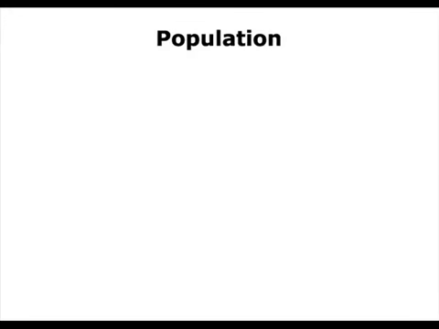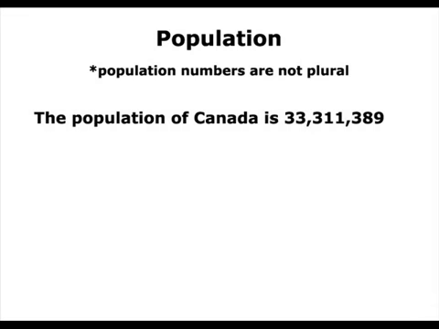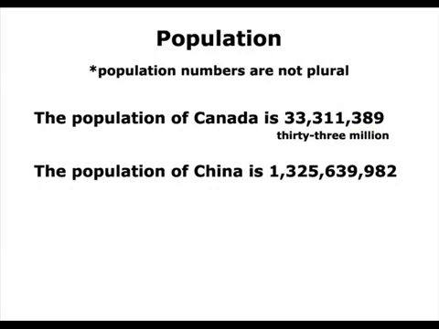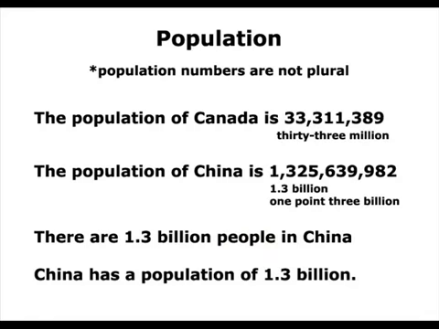The last group of numbers we'll look at is how to say population. The important thing to remember is that population numbers are not plural. The population of Canada is 33 million. When you get into really big numbers like the population of China, it's easier to shorten the number and say 1.3 billion. You can say there are 1.3 billion people in China, or China has a population of 1.3 billion.